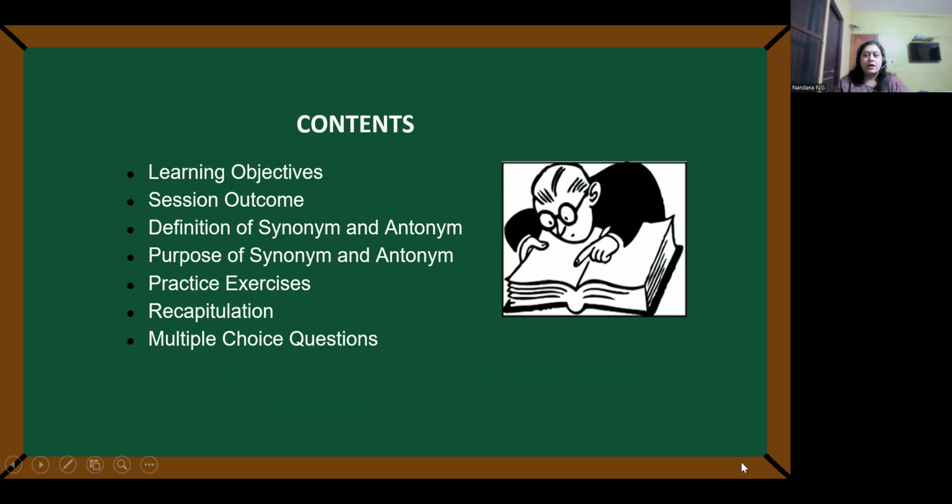Let us have a look at the contents of this session. Learning objectives, session outcome, definition of synonym and antonym, purpose of synonym and antonym, practice exercises, recapitulation, and multiple choice questions.